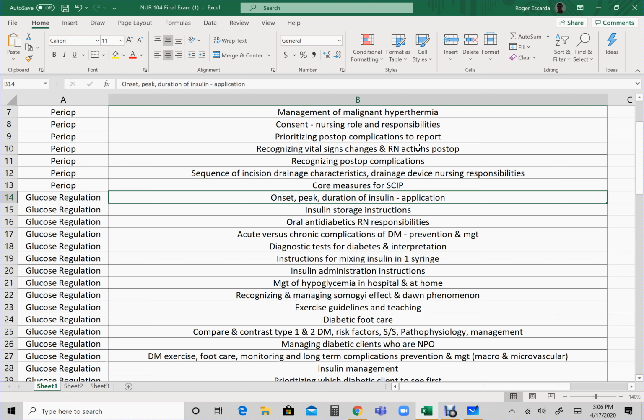Instructions for mixing insulin in 1 syringe. You also had a question like that on exam 2. Insulin administration instructions. So how do you teach the patient on how to administer insulin? There's also a chart for you to review on that, on administration. Subcutaneous administration. Hypoglycemia management at home and at the hospital. So again, you had a chart on that, best practice, as well as teaching the patient and the caregiver.